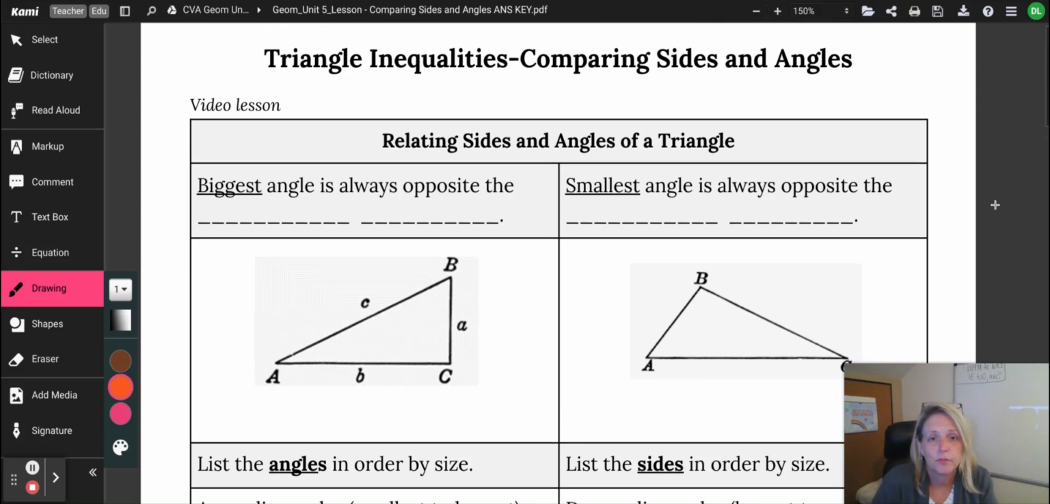This lesson is the first of two triangle inequalities lessons. Today we're going to focus on comparing sides and angles.